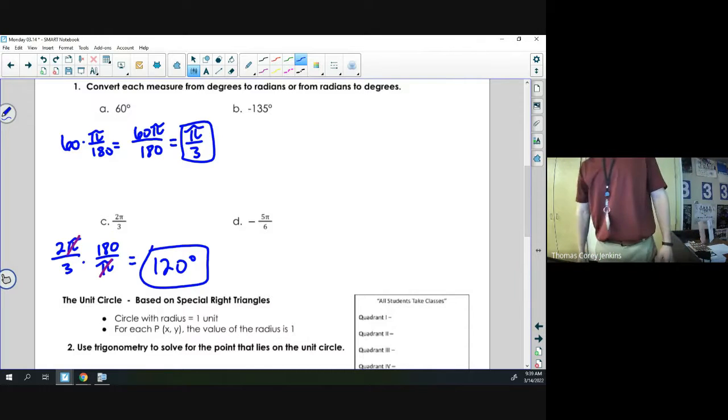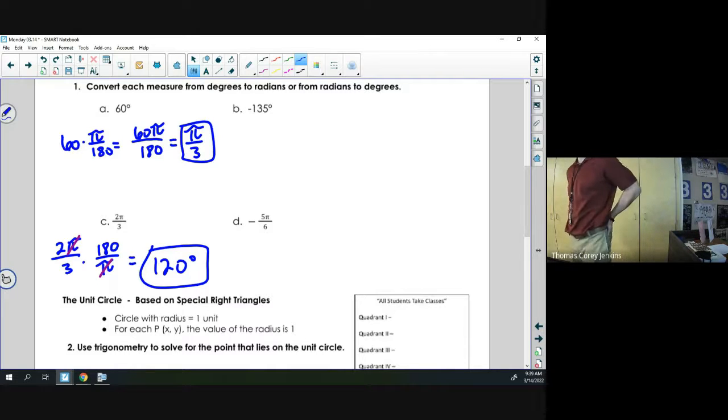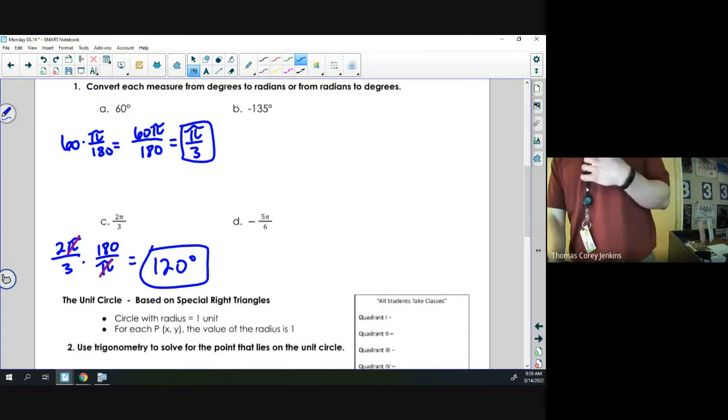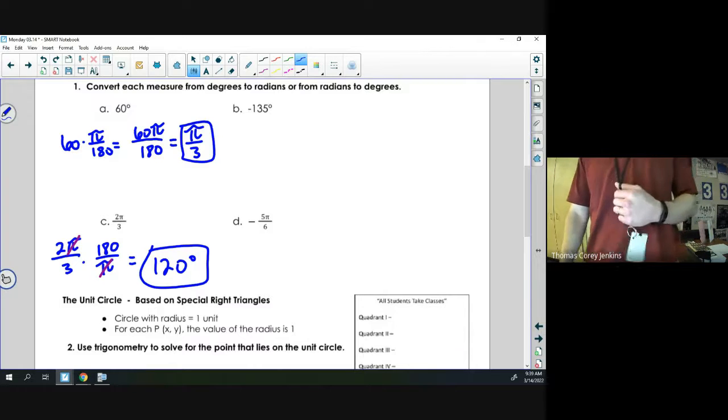Now, before you move on and try this on your own, notice the relationship in A and C. We said 60 was equal to 1 pi over 3, so it would make sense that 2 pi over 3 would be double 60, which is 120. You go ahead and try B and D, and I'll put those up here in just a second.